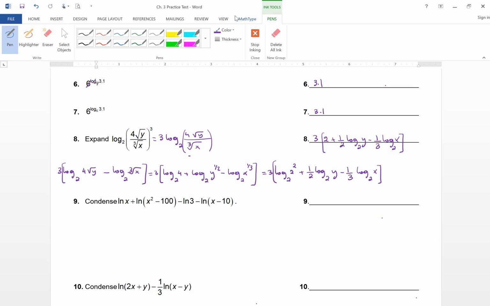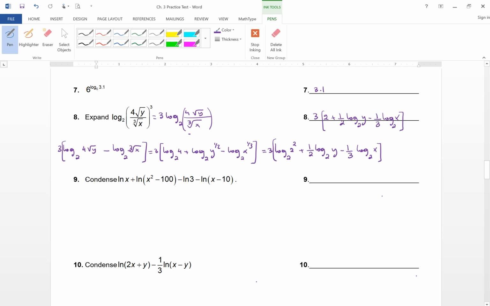I'm kind of confused with the y to the 1/2. Okay. How'd you get there? Well, it was square root of y here. Oh yeah, square root of y is part of it. Okay. Do we always have to separate it because it's multiplied? Always.